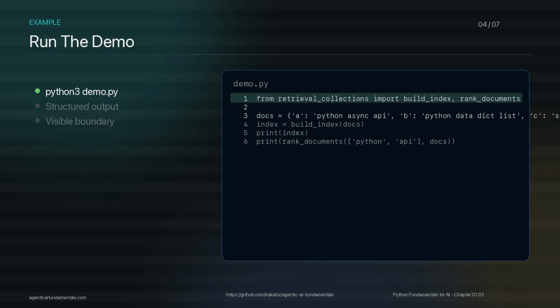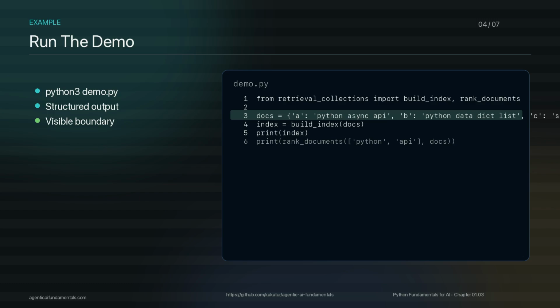Run the demo and look at the ranked output. Do not stop at the final order. Follow the path from raw text to tokens to counts to selected candidates. Retrieval bugs are often quiet. The code returns something, but it may be the wrong something, and the cause can be hard to see later.